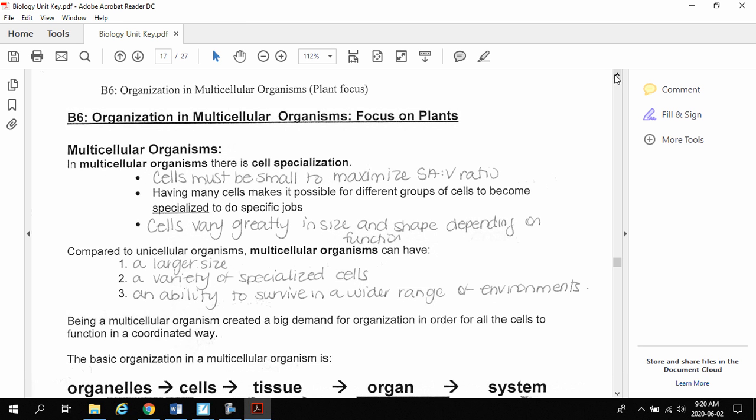So multicellular means many cells. We talked about specialization before, but in multicellular organisms, there must be cell specialization. So that's saying that cells are doing different jobs, because if every cell is doing exactly the same thing, it's not as efficient as if you have specialized things that are doing one job and then are supplying other cells with what they need. So a couple of key parts here. So cells must be small in order to maximize the surface area to volume ratio.